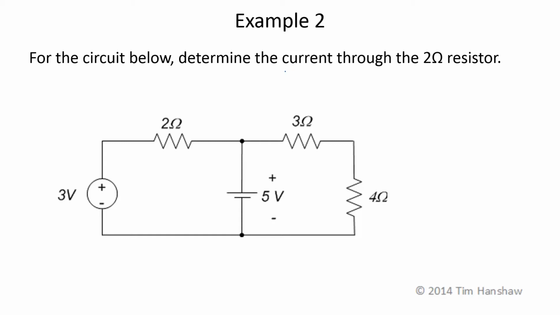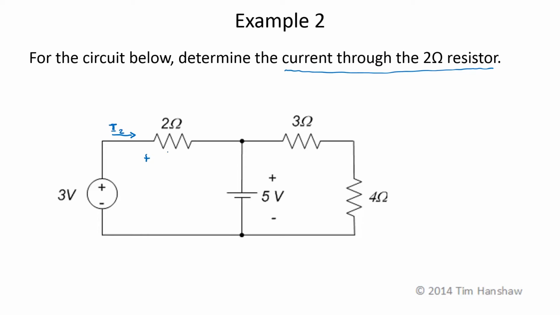Now in this example, we need the current through the 2 ohm resistor. We're not told how to interpret that current direction, so we get to choose that arbitrarily, but we have to make a choice and we have to let everyone know what that choice is. I'm going to arbitrarily assume that current through this resistor is going to go in this direction.